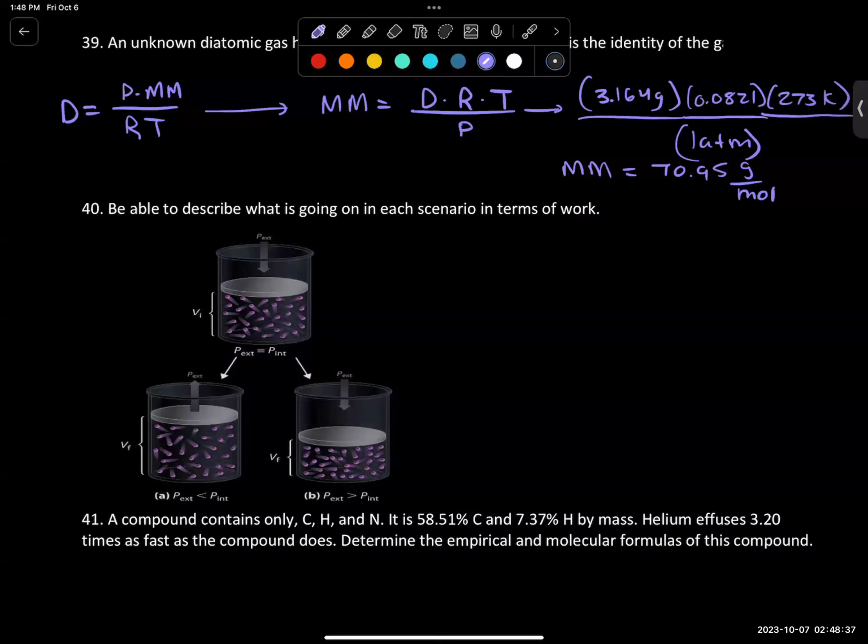Whereas if I took that balloon, closed it, and squeezed it, I'm an external force doing work on the balloon. The volume of the balloon is going to decrease, but not because the gas is doing work. It's because I'm doing work on the gas. In order to get it to that state, I have to do work on the system.